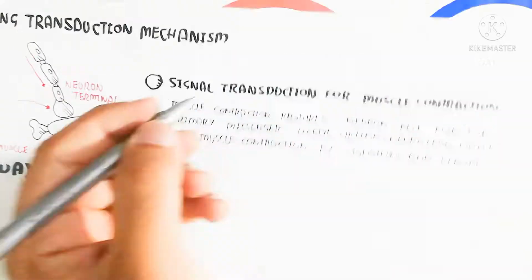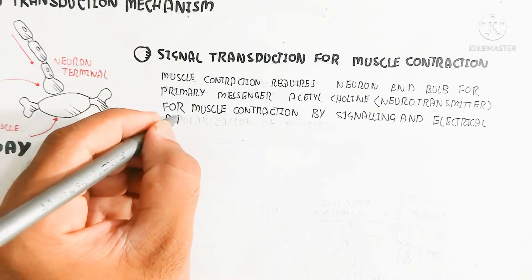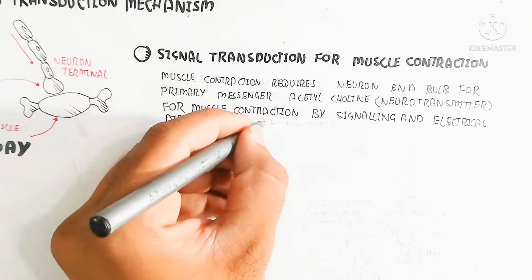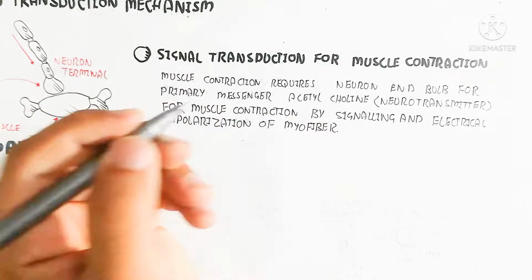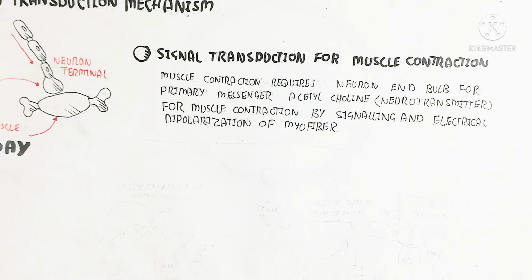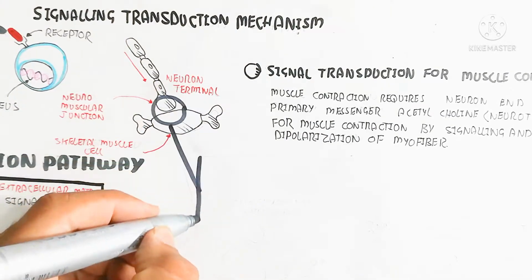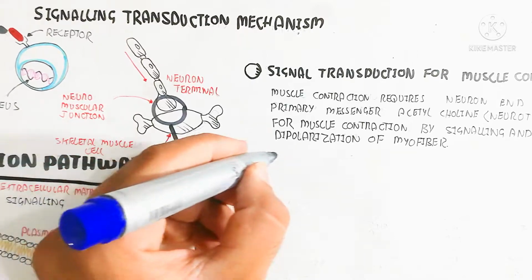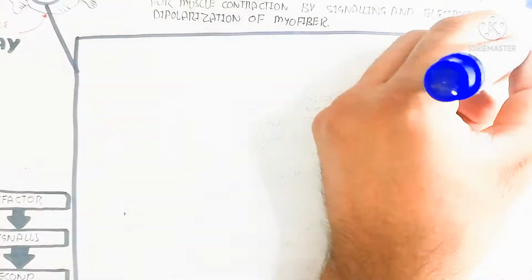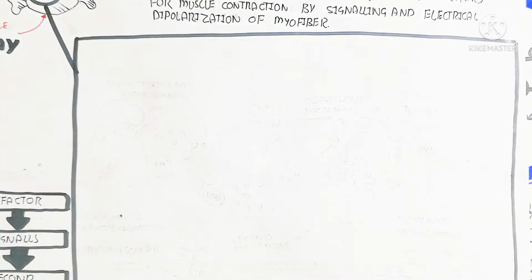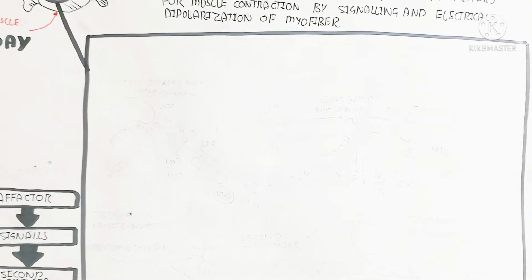So let's keep in mind this is the signaling transduction mechanism with example. For example, the muscle contraction. There are a lot of signaling transduction mechanisms, for example, the light signaling transduction in the eyes, rod and cone cells. So this is the neuromuscular junction.